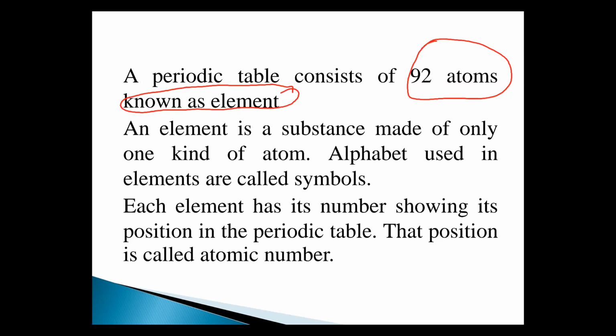So, for example, what I was saying is hydrogen is represented by H. Calcium is represented by Ca. Right. So an element is a substance only made of one kind of atom. Alphabet used for the elements are called symbols.